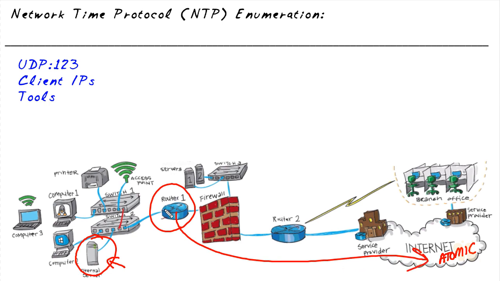So if router 1 is synchronizing with the atomic clock, and then the internal server is synchronizing with router 1, and then the clients are synchronizing with the internal server, all the time on these various devices can be very close. And the reason that you and I might care about that is because log files, if they have accurate date and timestamps, that's helpful to find out what is happening in the network.